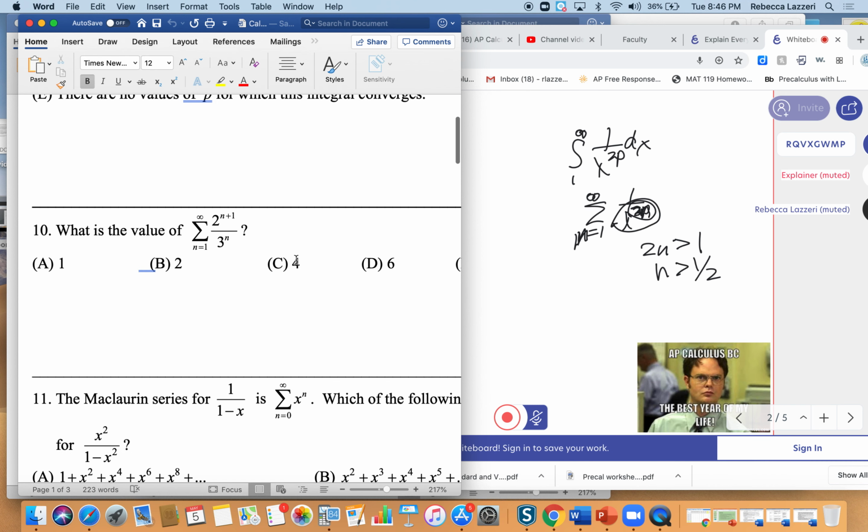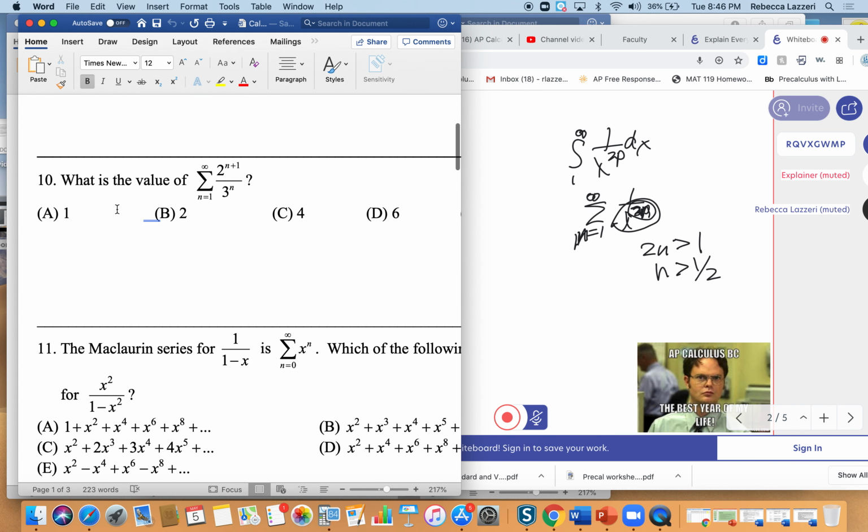All right, number 10. Notice on 10 they say, what is the value? When they say, what is the value, that implies that it's geometric. They don't want to just know if it converges, they want to know what it converges to. And that's when you would, if they say, what is the value, be on the lookout for geometric. As I've said so many times, always write out a few terms so that you see what's going on.